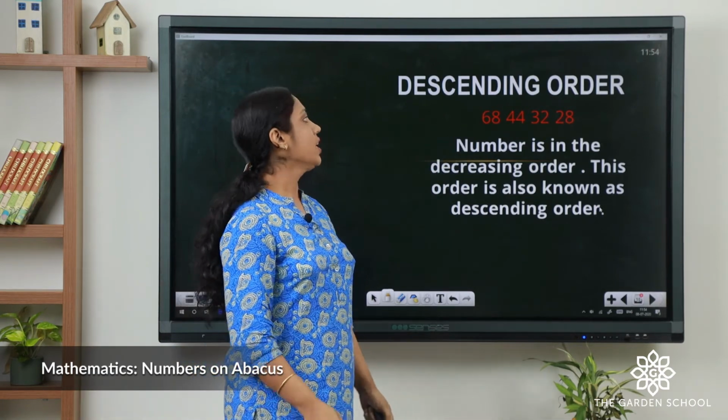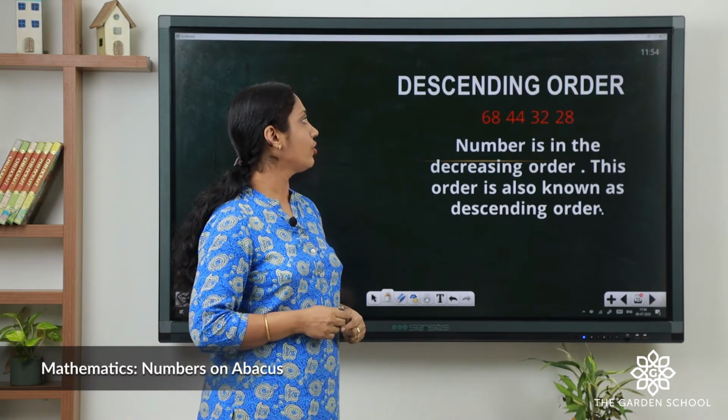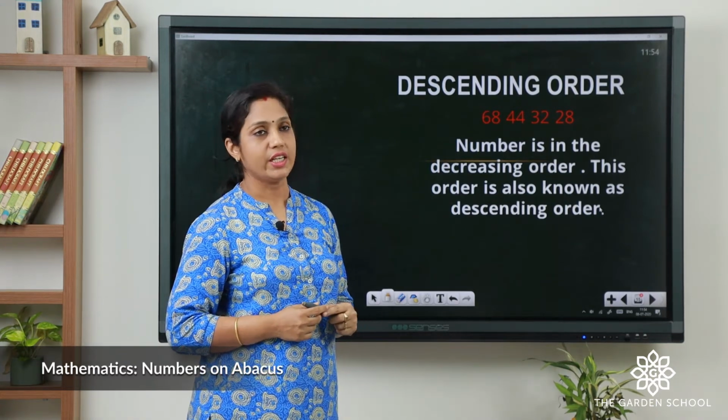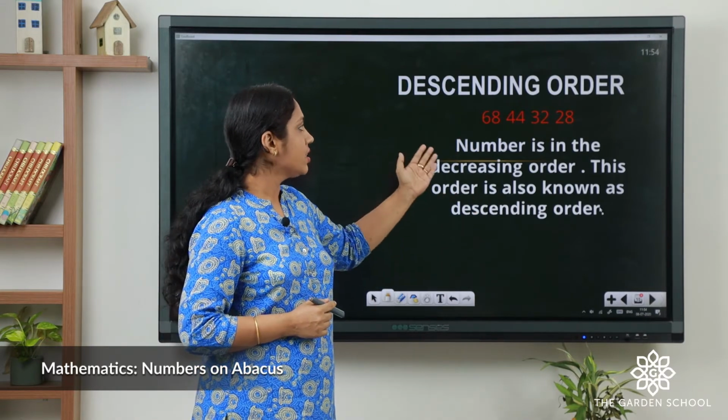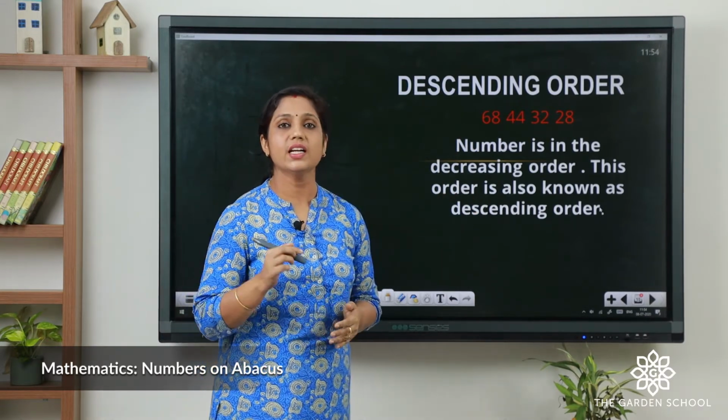Here you can see 68, 44, 32, 28. Here also the numbers are decreasing. This order is also known as the descending order.